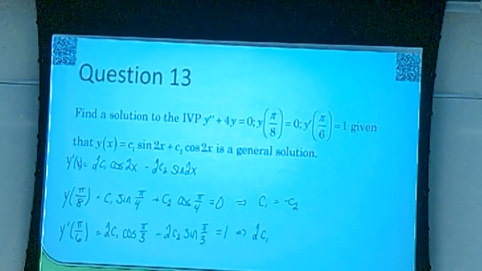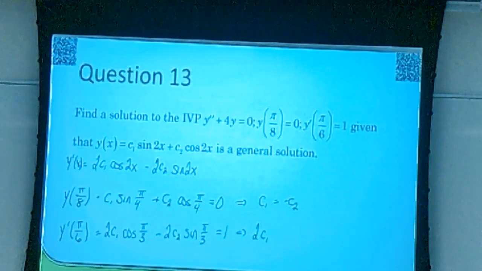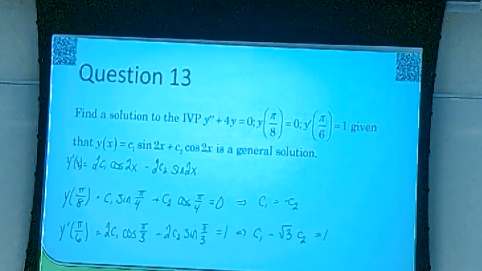What is cosine of pi over 3? What is it? It's half. What's sine of pi over 3? Root 3 over 2. That should be C1. And then that becomes a plus.